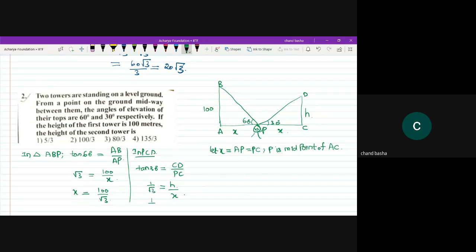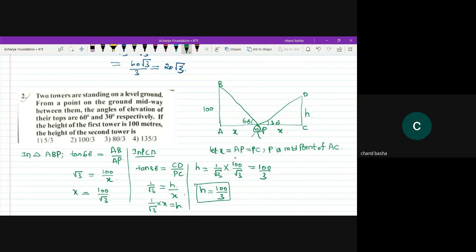That is, 1 divided by root 3 is equal to H divided by X, with X on the left-hand side. H is asking the height of that second tower. H is equal to 1 divided by root 3 into what has been X, 100 by root 3. That root 3 times root 3 will become 3. Your answer is 100 divided by 3. So H is equal to 100 divided by 3 is the required answer.